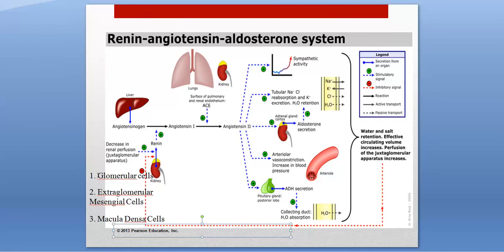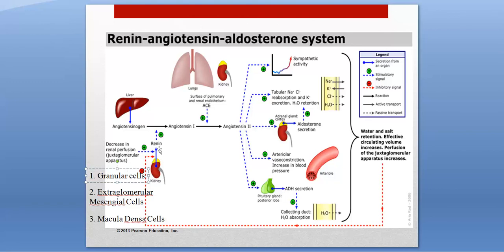which are, these should be granular cells. The granular cells are baroreceptors in the kidney, they're pressure receptors, and they release renin. The extraglomerular mesangial cells allow the granular cells and the macula densa cells to communicate with each other. The macula densa cells are chemoreceptors that monitor the amount of sodium in filtrate, or what's going to become urine. So the kidney releases from its granular cells renin.